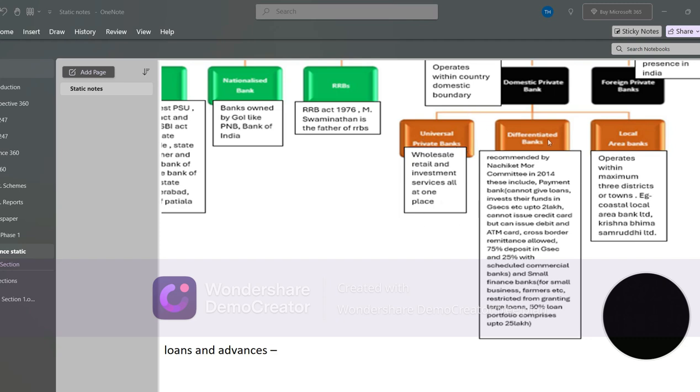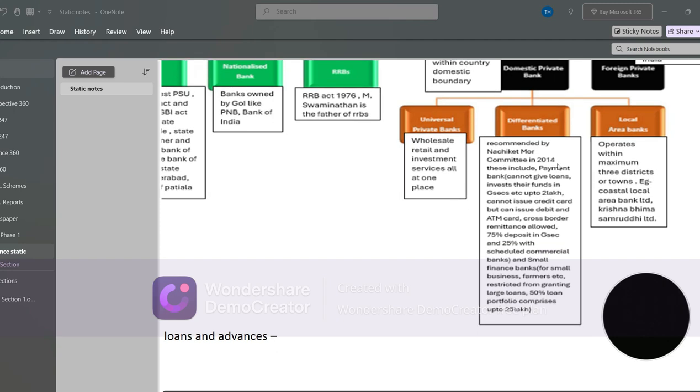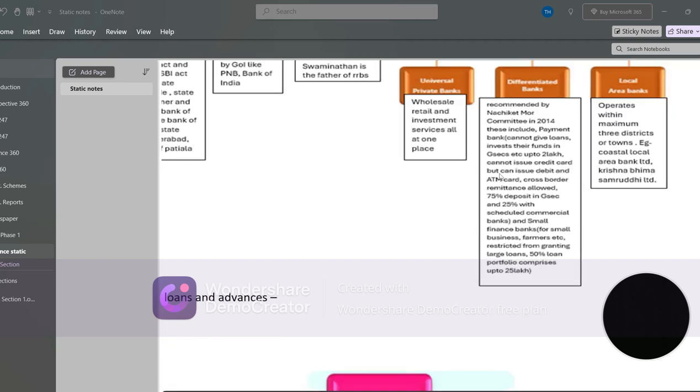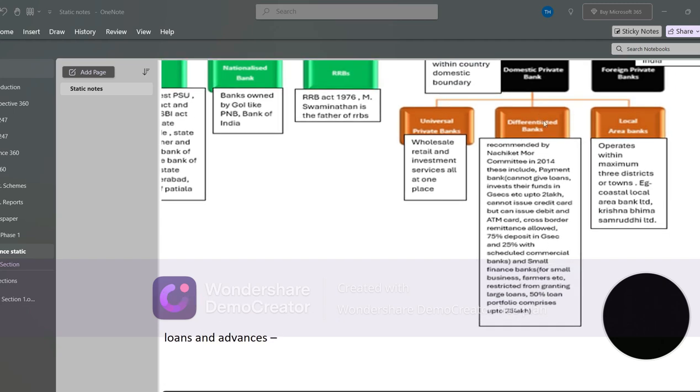Second are differentiated banks. These were actually recommended by the Nachiket More Committee in 2014, and these include payment banks and small finance banks. Payment banks are the banks which cannot give loans, but they can invest their funds in GSECs up to 2 lakhs, and also cannot issue credit cards, but can issue debit cards and ATM cards. Small finance banks are for small business, farmers, and all that. So these are the two included in differentiated banks.